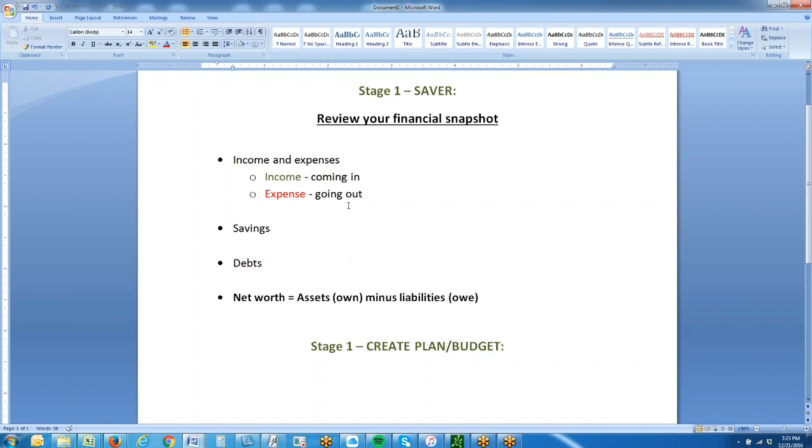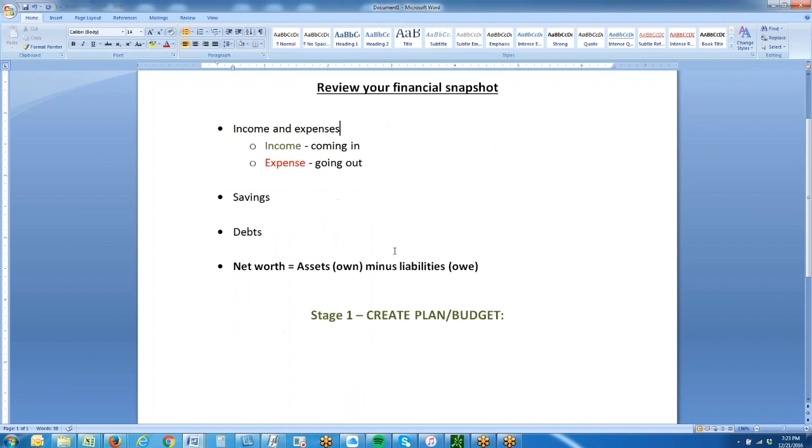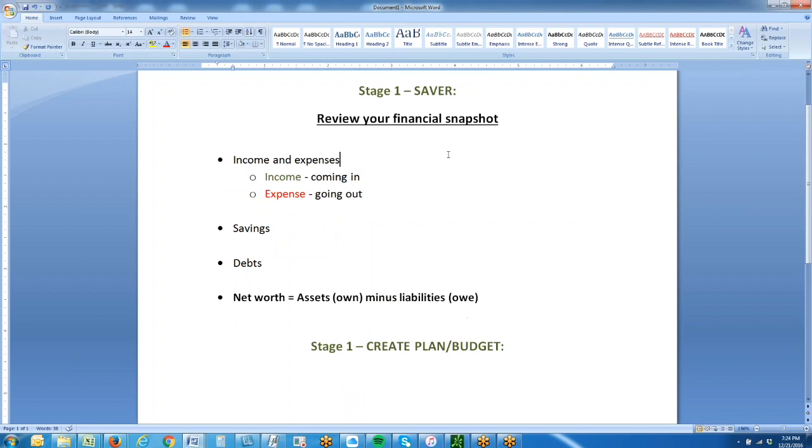Once you have all these things in place and you know what these are for you and you have them on a piece of paper or spreadsheet, then you have your financial snapshot, and this is a really good point for you to move on to the other steps. The next step after creating your financial snapshot is creating a plan or a budget. So let's take a look at creating your financial snapshot.